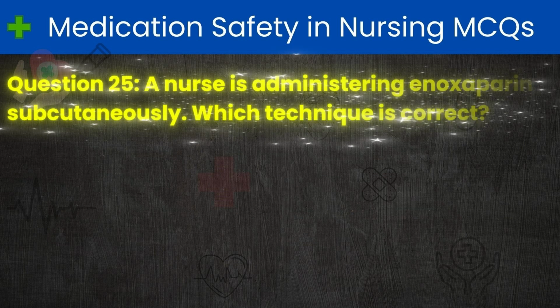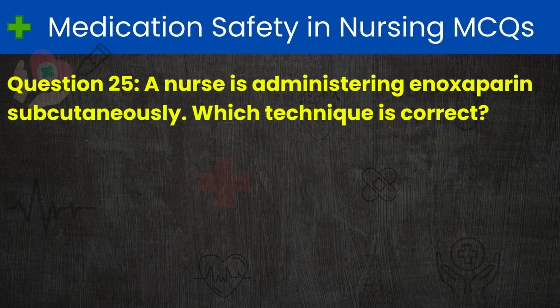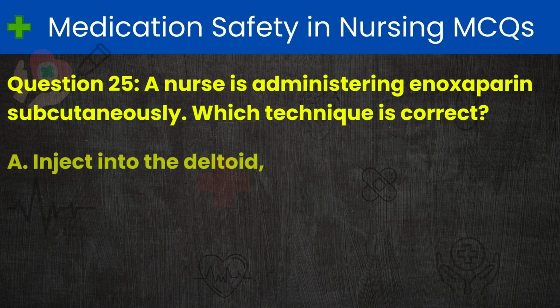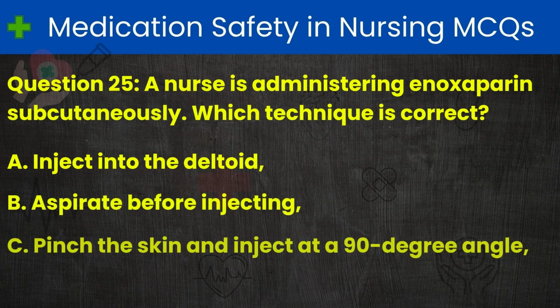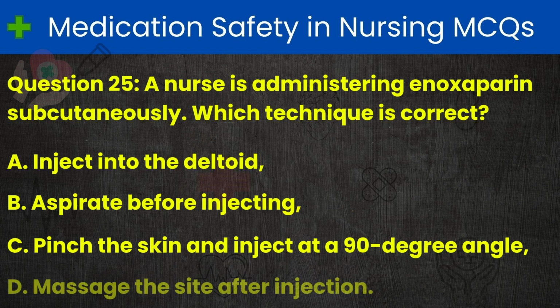Question 25. A nurse is administering enoxaparin subcutaneously. Which technique is correct? A. Inject into the deltoid. B. Aspirate before injecting. C. Pinch the skin and inject at a 90-degree angle. D. Massage the site after injection.